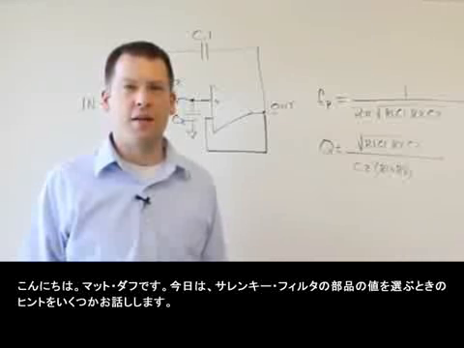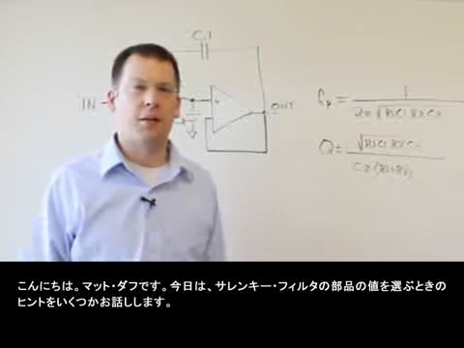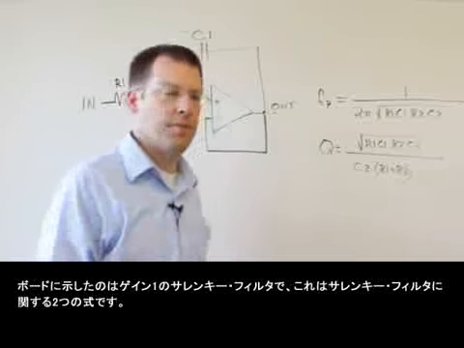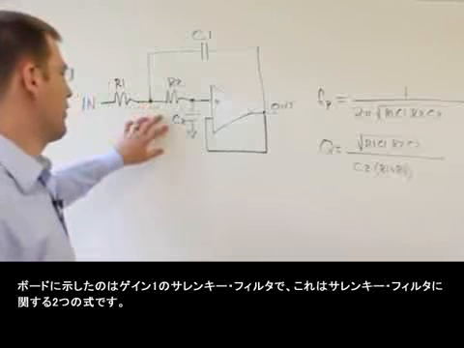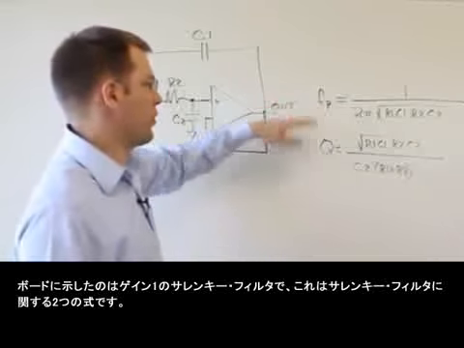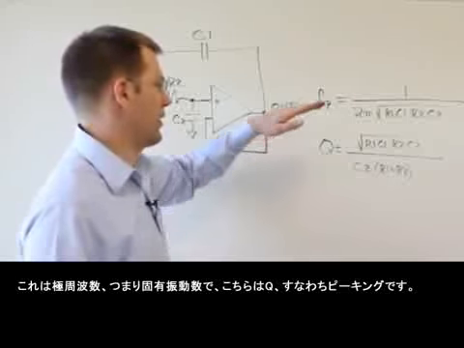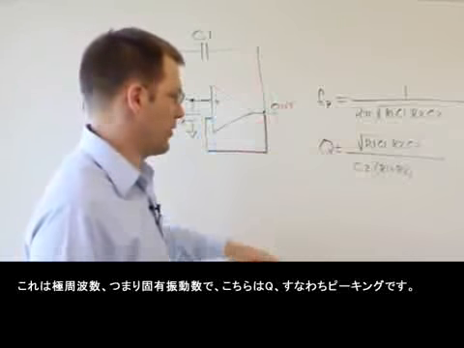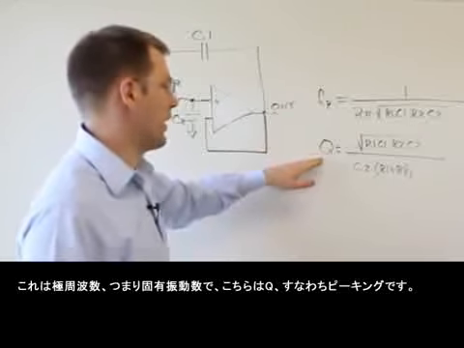Hi, my name is Matt Duff, and today I'm going to give you a few tips for picking component values for your Sallen-Key filter. So up here on the board we've got the Sallen-Key filter and a gain of 1, and here we've got the two equations for that Sallen-Key filter. So we've got the pole frequency or the natural frequency, and we have the Q or the peaking.